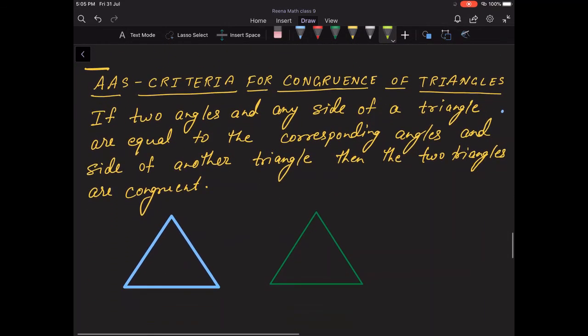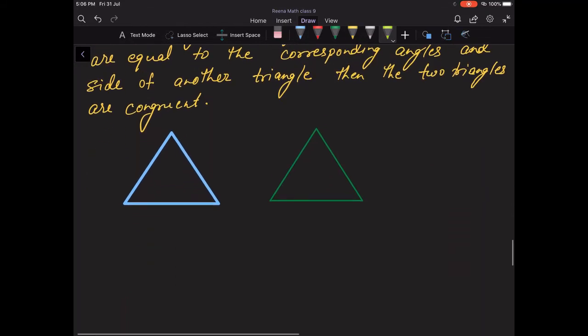Now students, we will move to another congruency criteria, AAS criteria for congruency of triangles. If two angles and any side of a triangle are equal to the corresponding angles and side of another triangle, then the two triangles are congruent. According to this, if we take two triangles ABC and DEF, if any two angles of this triangle are equal to two angles of another triangle, and if any side is equal, suppose AB is equal to DE, this is not the included side, then also these two triangles are congruent.